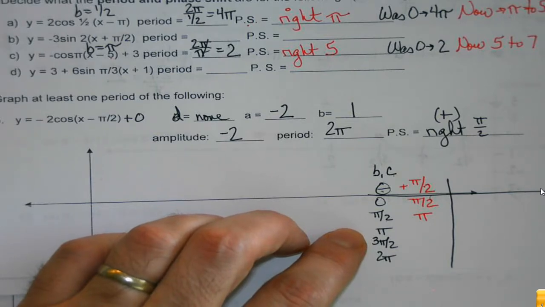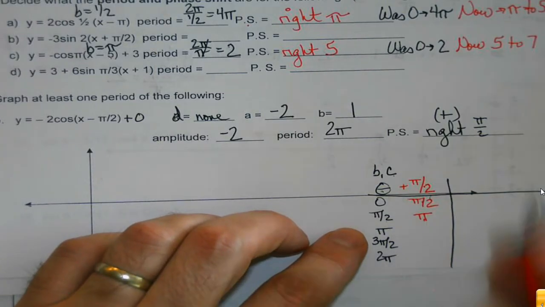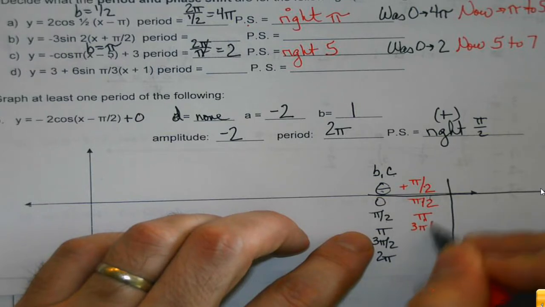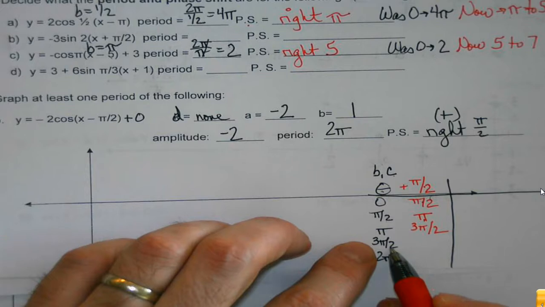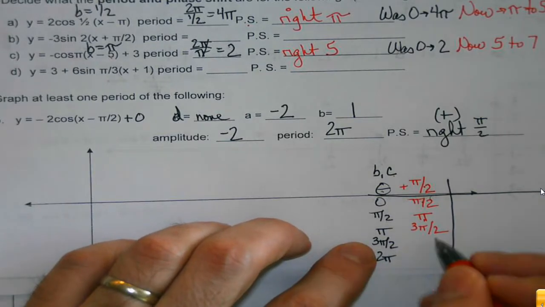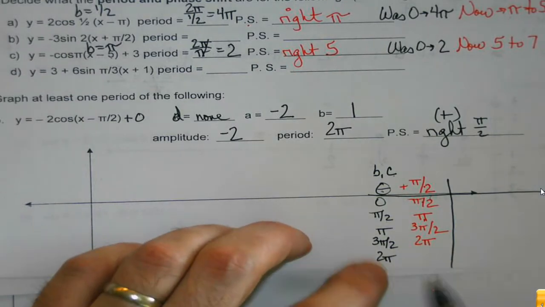And if you don't like playing the common denominator game, you don't have to. You're like, what do you mean? Well, let's think about the pattern. 1 pi over 2, 2 pi over 2, 3 pi over 2, 4 pi over 2 is 2 pi, and 5 pi over 2.